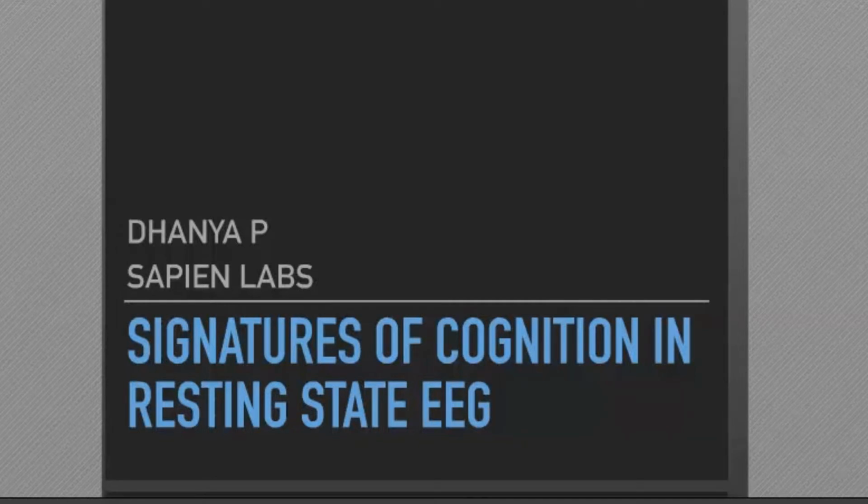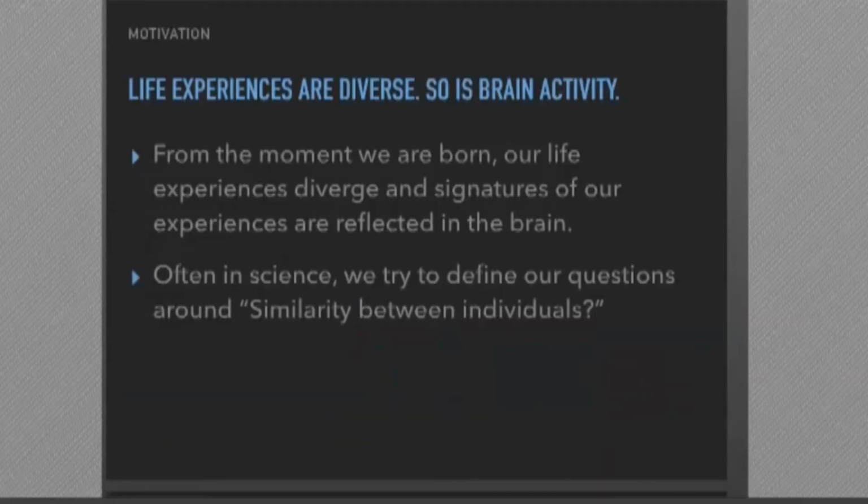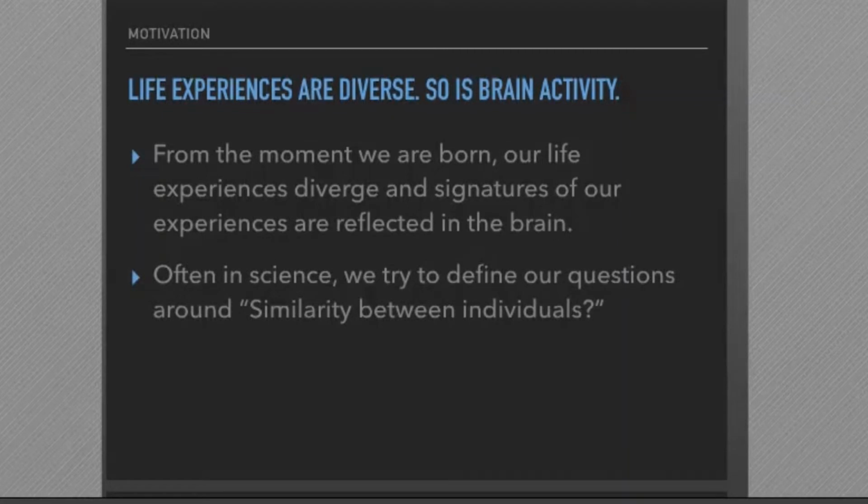Today I'll be discussing signatures of cognition, especially what we can learn from the resting state EEG. When it comes to our life experiences, from the moment that we are born, our experiences diverge. And similarly, because our experiences diverge, the signature of these experiences as reflected in our brain also diverge.